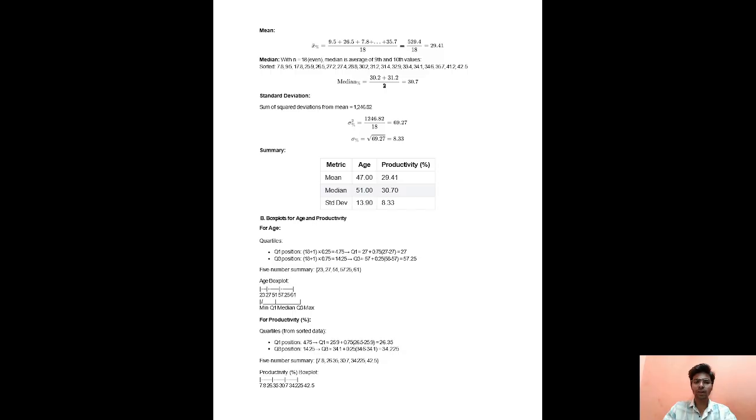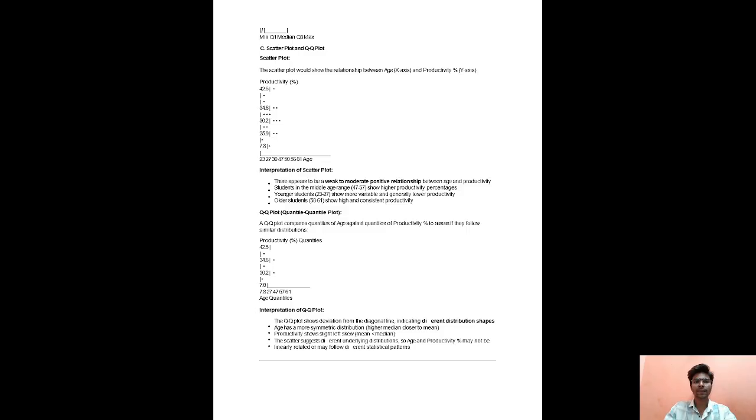Section B, box plot for the age and productivity quartiles: calculate the first quartile position and third quartile position. After this, you can see the box plot. For the productivity percentile, the first quartile equals 26.35, and the third quartile equals 34.225. After the calculation, the five-number summary equals 7.8, 26.35, 30.7, 34.225, 42.5.